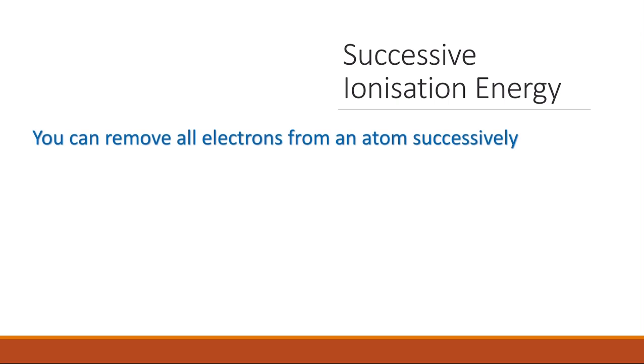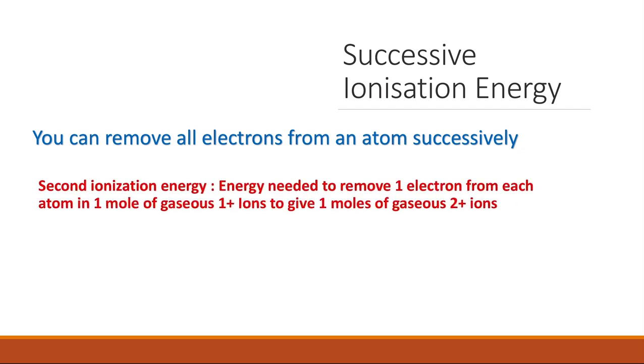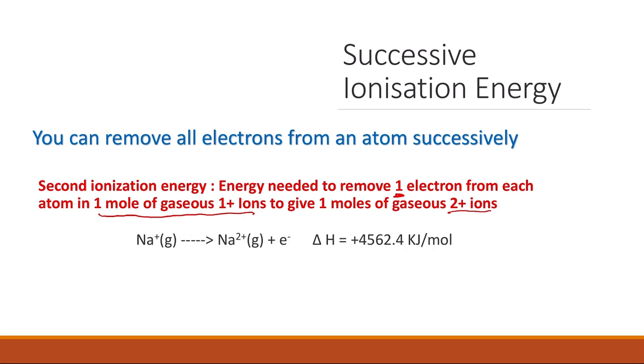Successive ionization energies: as we said, you can remove all the electrons from an atom successively. To define the second ionization energy, we use the same definition as for the first, but in this case it is the energy needed to remove one electron from each atom in 1 mole of gaseous 1+ ions to give 1 mole of gaseous 2+ ions. So this is the second ionization energy for sodium. Sodium 1+ as a gas gives you sodium 2+ as a gas and an electron, and this is the value of the ionization energy. Again, we refer to 1 mole.